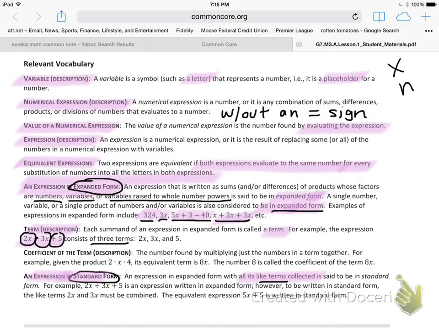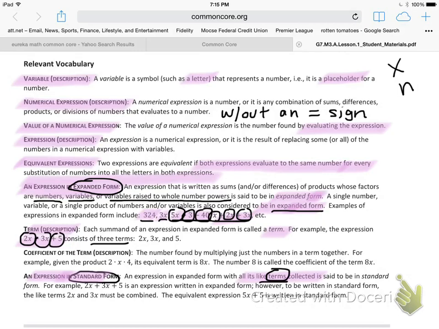If you look over here, we have 3 terms for this one as well: for this expression, 5x, positive 3, and negative 40. Here's another one: there's an x, 2x, 3x. Those are 3 terms. It's a 3-term expression as well. So that's what is meant by terms.